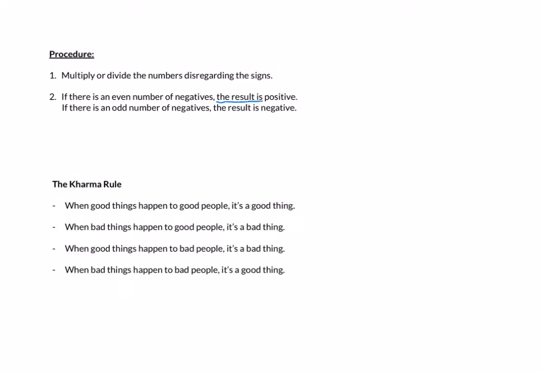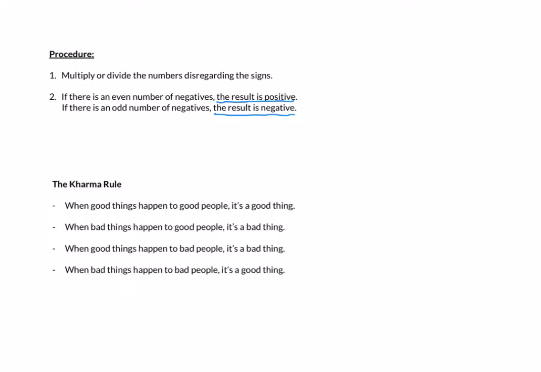If there is an odd number of negatives, the result is negative. One thing you can do is you can pair them up. If you can pair them up, they make a positive sign. If you have a negative left over that does not pair up with another negative, then it stays negative. Now, what's a way to remember this?